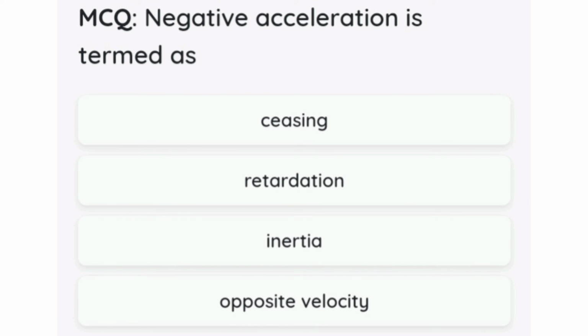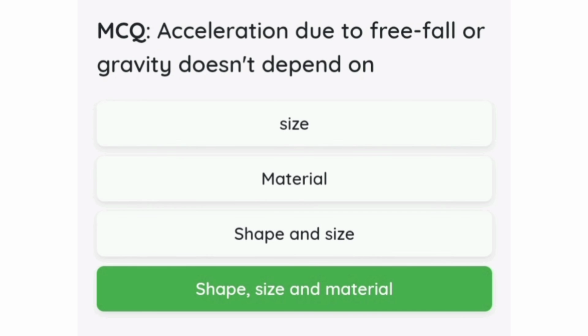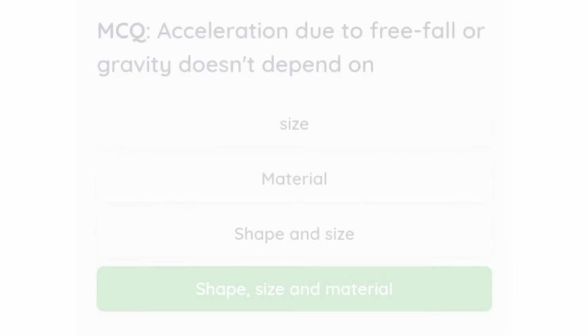So next we have: negative acceleration is termed as. We have already discussed that it's called retardation, means when velocity is decreasing with time. So next we have: acceleration due to free fall or gravity doesn't depend upon. So it does not depend upon shape, size and material.